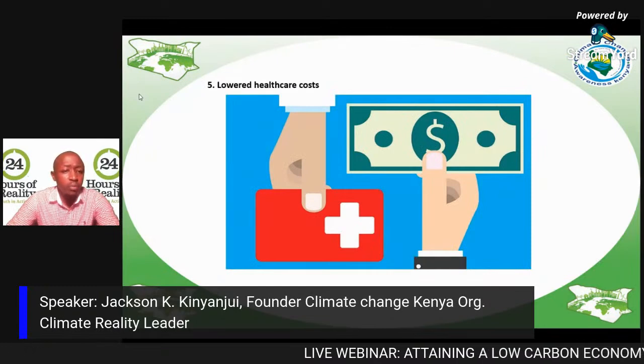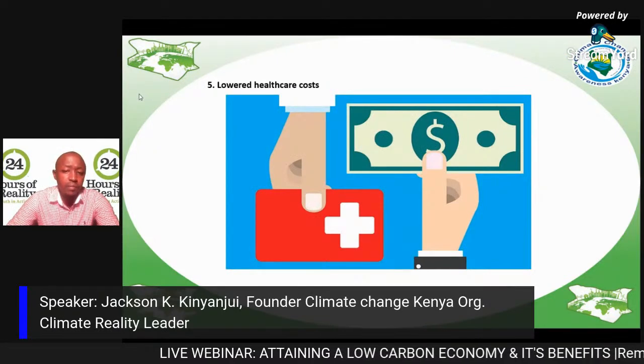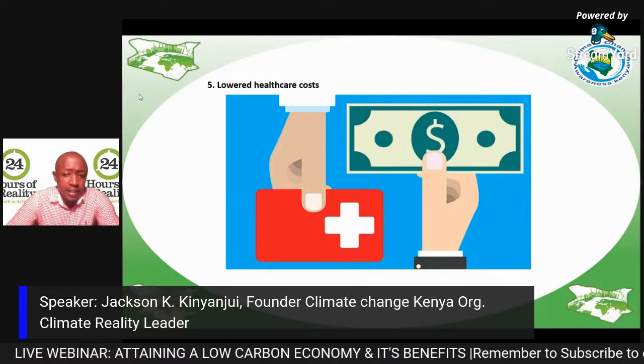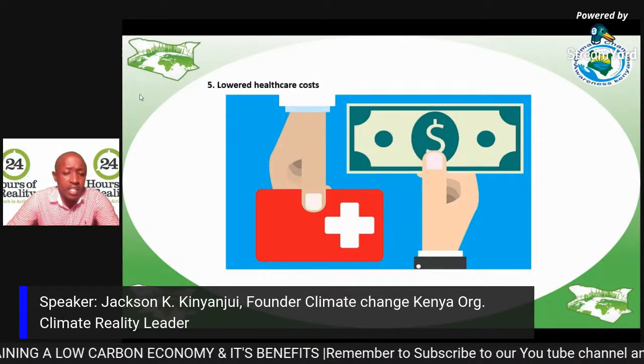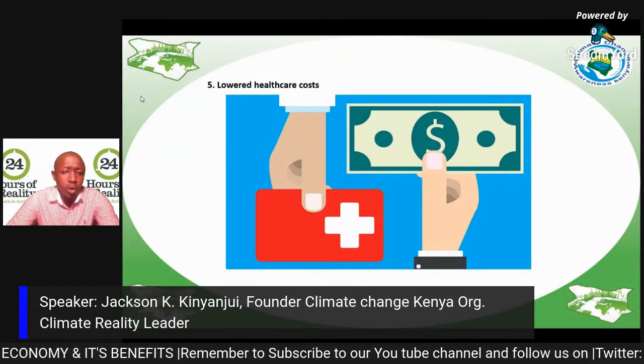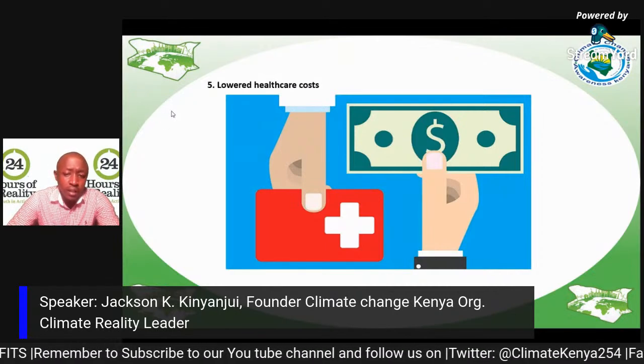The other benefit to the economy is lowered health care costs. When people become less sick due to air pollution and all that, then it means that the cost of healthcare will have dropped drastically.